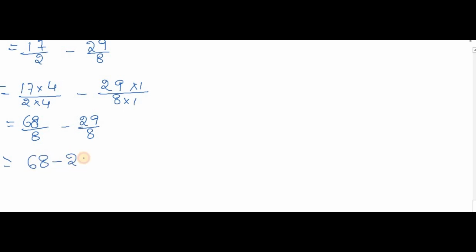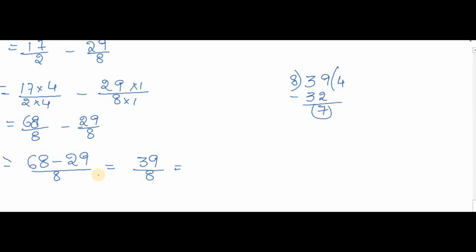68 minus 29 by 8. 8 minus 9 is not possible, so 18 minus 9 is 9 and 5 minus 2 is 3. 39 by 8. As we all know, it is an improper fraction, we can convert this into a mixed fraction. 8 4s are 32. 9 minus 2 is 7, 3 minus 3 is 0.